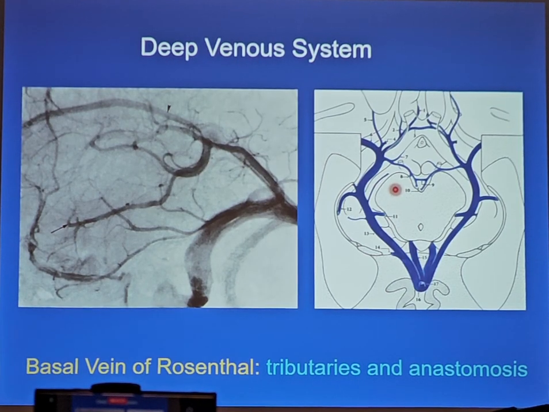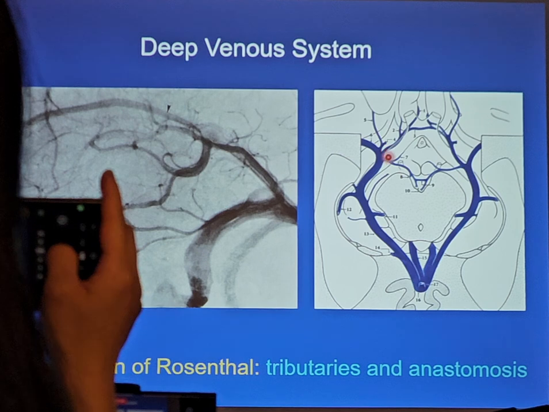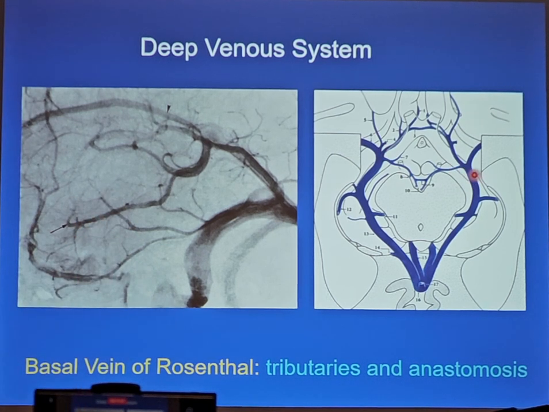Now let's look at the other component of the deep venous system, which is the basal vein of Rosenthal. This is the basal vein of Rosenthal, internal cerebral vein, vein of Galen. And we're going to look a little bit at Philippe's favorite venous system, which is the circle of Willis, which is part of the tributaries and anastomotic channels of the vein of Rosenthal.